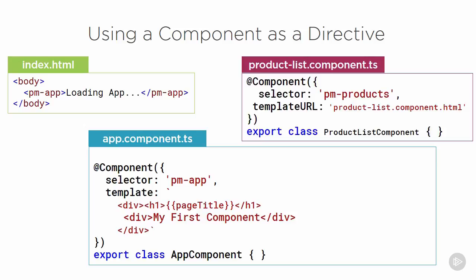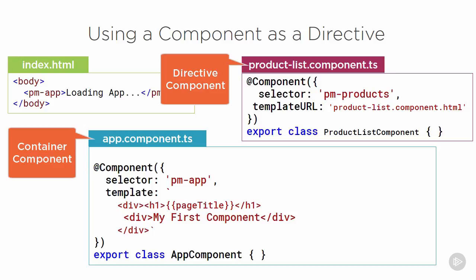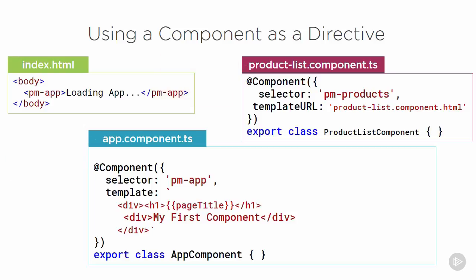Here is our newly created product list component. Since we defined a selector for this component, we can use it in our HTML as a directive. Let's use this product list component in our app component. To keep our terminology straight, we'll call the product list our directive component and the app our container component, since it will contain our directive. In the app component, we want to display the directive component's template instead of our hard-coded text. So we add the directive here.